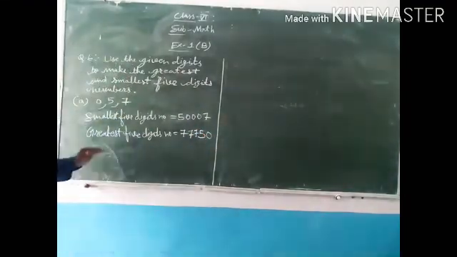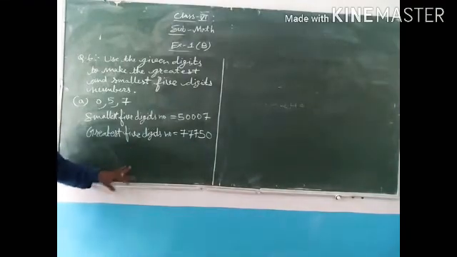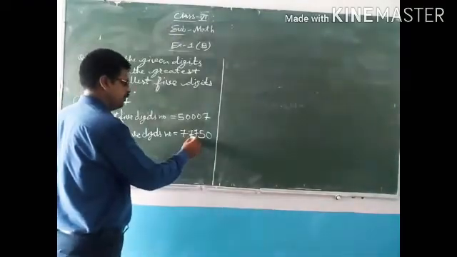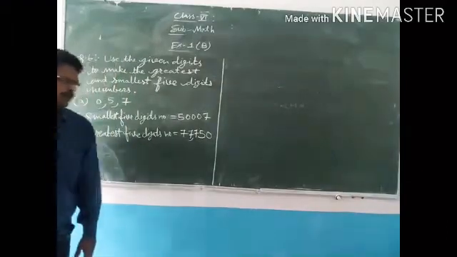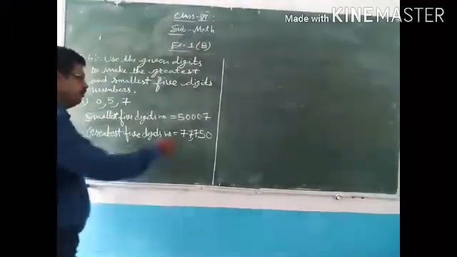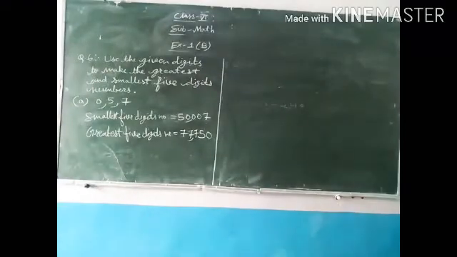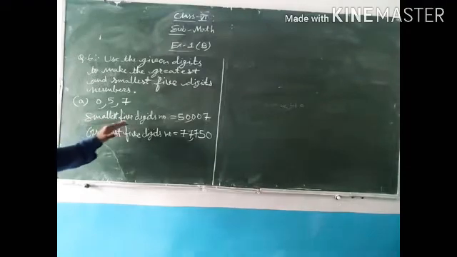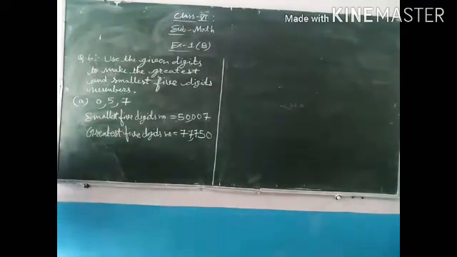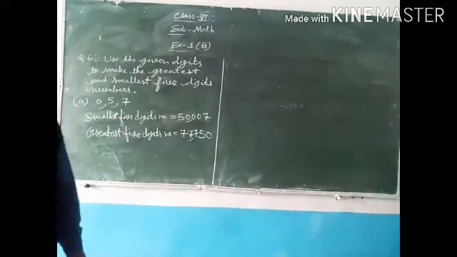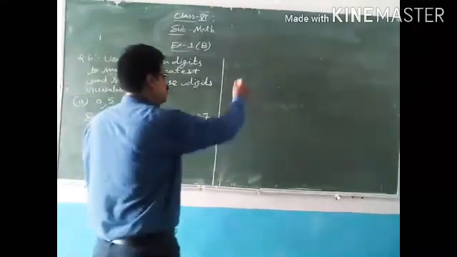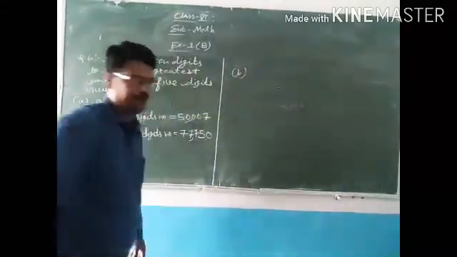So this is 5-digit greatest number, that is 77,750, and the smallest number 50,007. So this would be our smallest and 5-digit number. Okay, smallest 5-digit number and greatest 5-digit number. Now it would be more clear when we will solve B part.